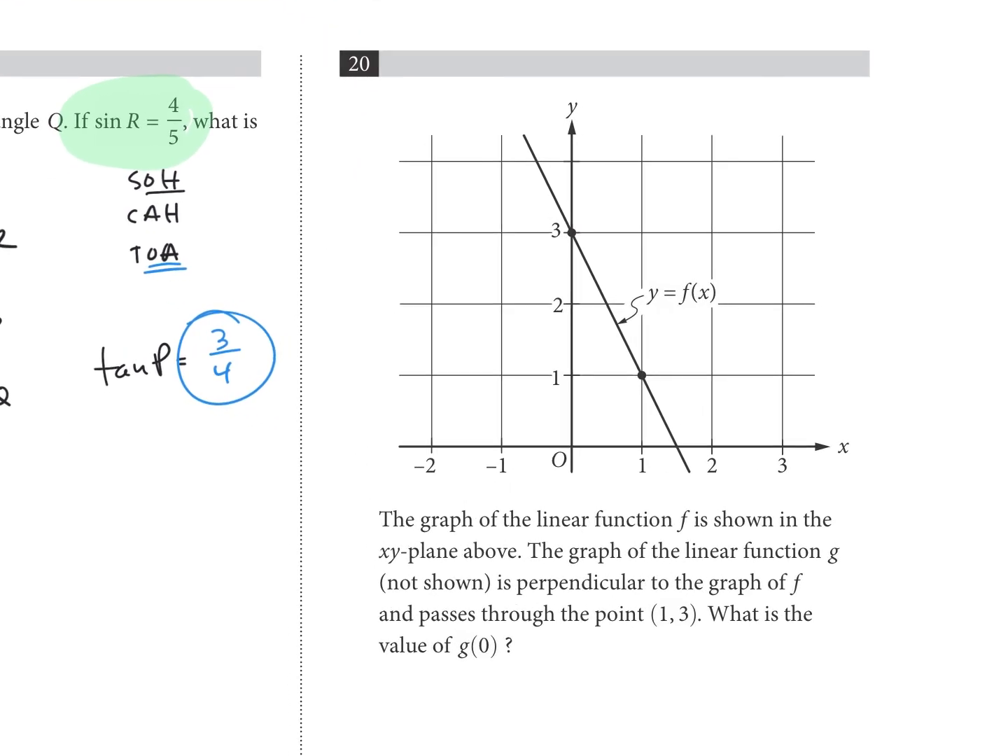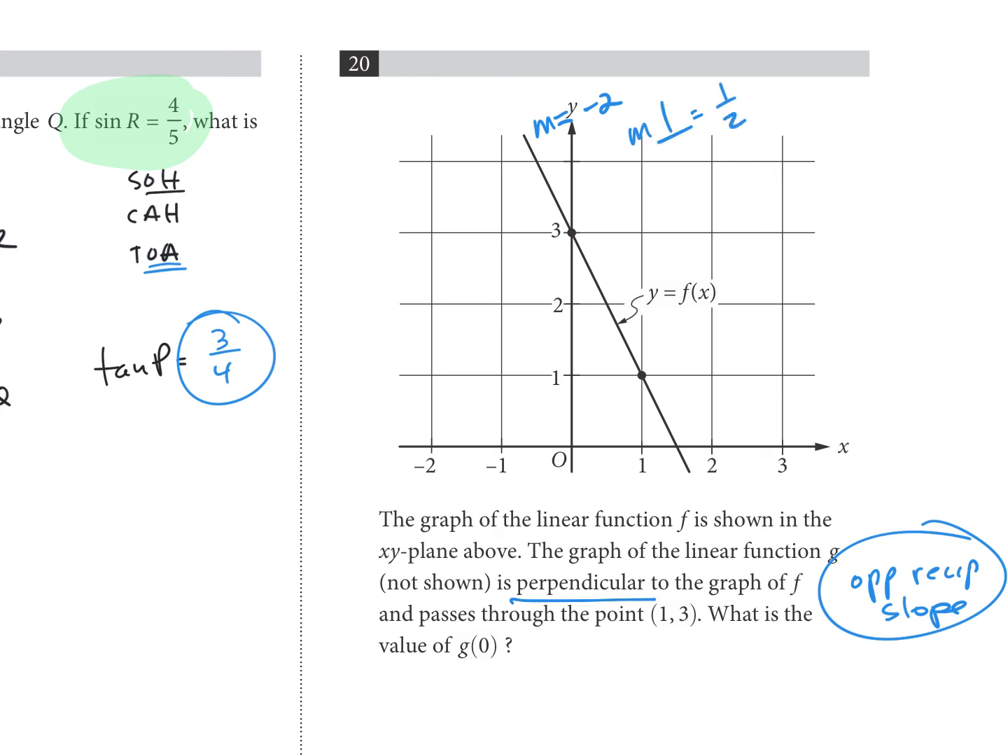All right, number 20. It says the graph of the linear function f is shown in the xy plane. The graph of the linear function g, not shown, is perpendicular to the graph of f and passes through the point 1, 3. What is the value of g of 0? Let's try to do this by just graphing it. It's perpendicular, so immediately I'm thinking opposite reciprocal slope. It's something you know about perpendicular lines. The slope of this line is -2, so the slope of a perpendicular line would be +1/2.